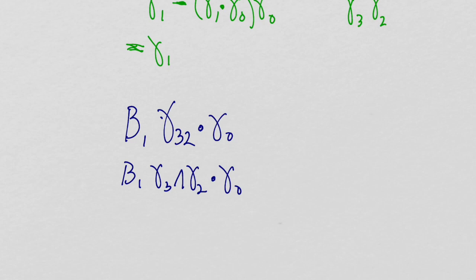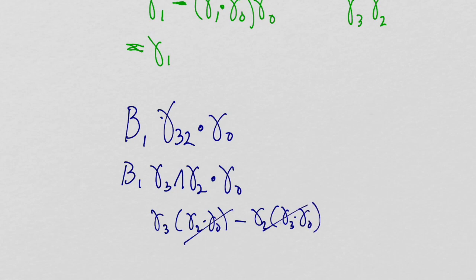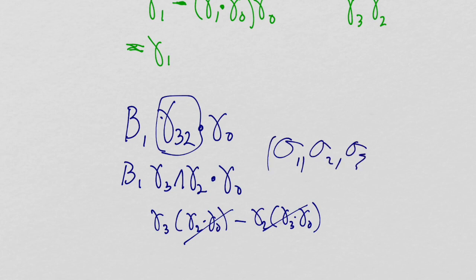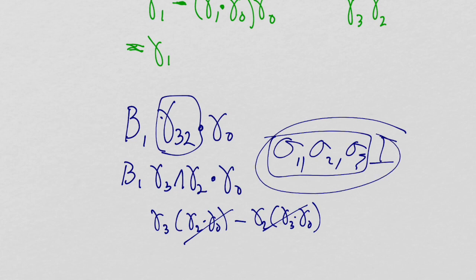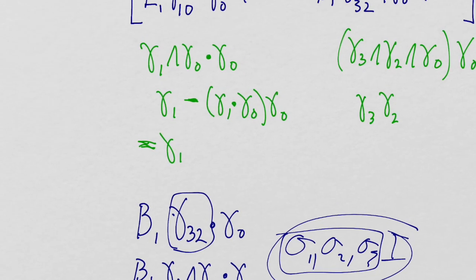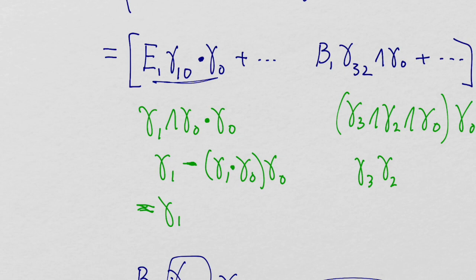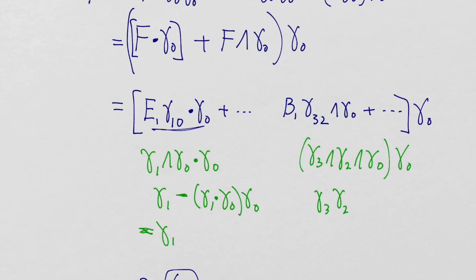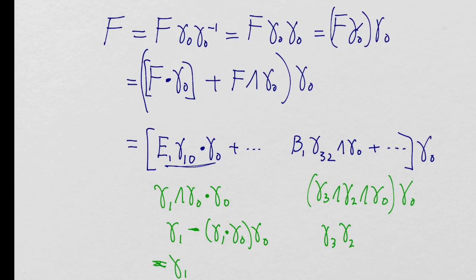And again, our formula always serves us well. It's gamma 3 times gamma 2 dot gamma 0 minus gamma 2 times gamma 3 dot gamma 0, but these products are always 0. So any term that's living inside the subspace that's dual to sigma 1, sigma 2, and sigma 3, all those dual vectors, when you contract with gamma 0 in this first term, they're going to go away. So the only thing that's going to be left is the relative 3-vector part of F.